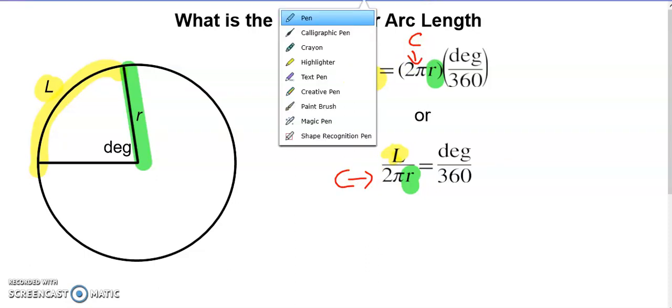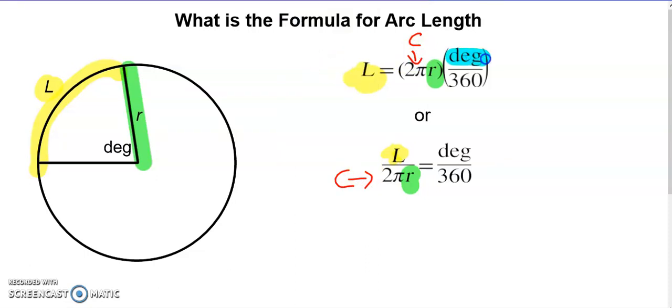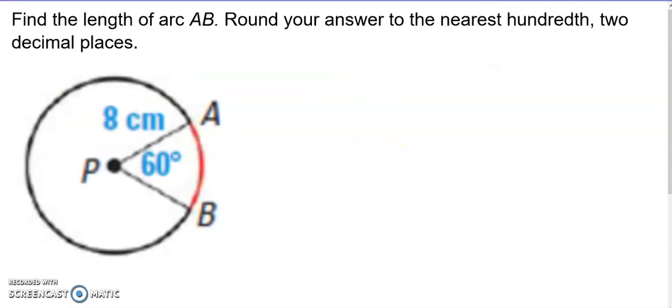And then we're going to need the degrees that are in that arc divided by 360 in both cases, because every circle has 360 degrees in it. So basically arc length is the portion of the circle we cover in degrees, but we have to multiply that by the circumference. So let's find the length of arc AB. We're going to round our answer to the nearest hundredth, 2 decimal places.